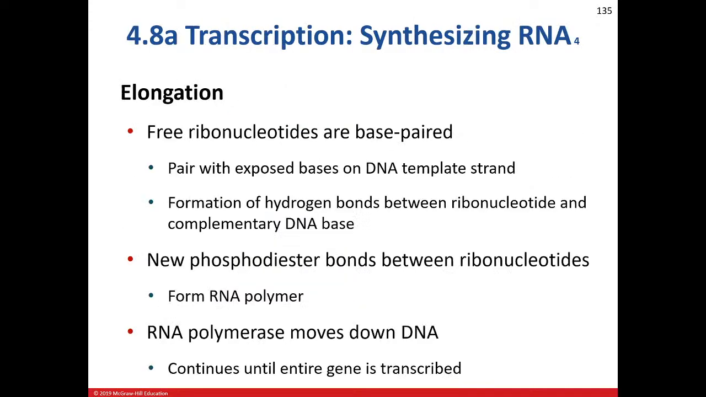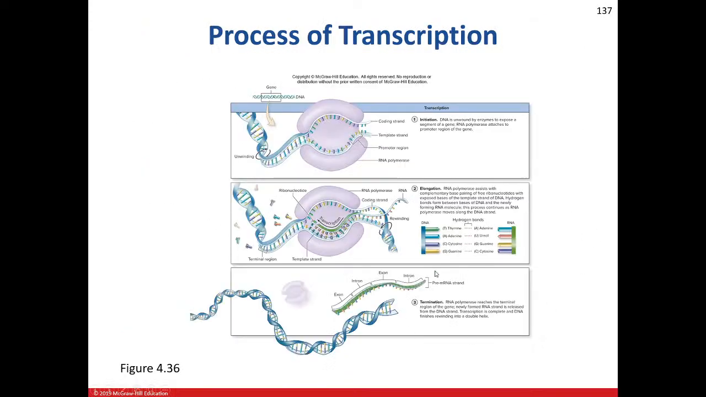And so when we say we form phosphodiester bonds here, what that means is that the sugar and phosphate of each of these nucleotides is getting bound to the sugar and phosphate of the one before it and the one before it and the one before it. All right.